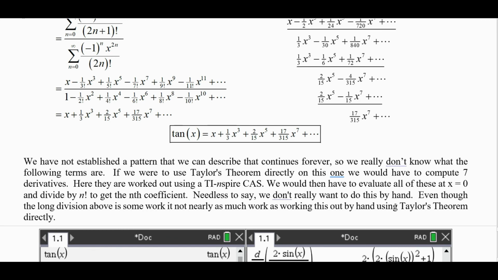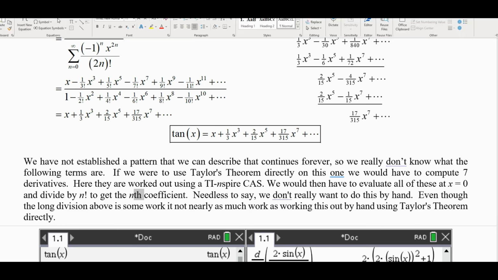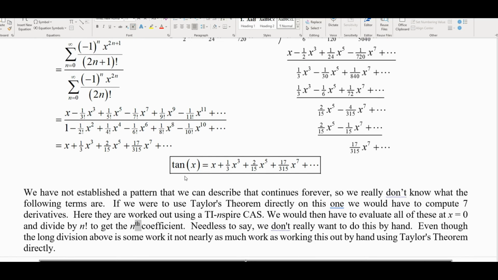And we're still not even done, right? Because then we have to evaluate all of that at x equals 0 and then divide by n factorial to get the nth coefficient, right? And so that is something I'd really rather not do.